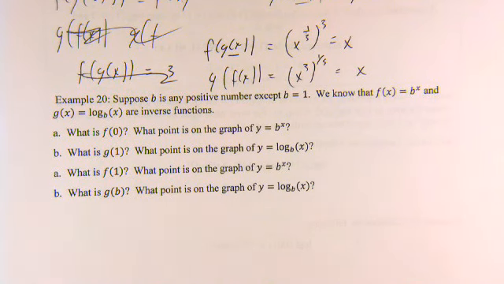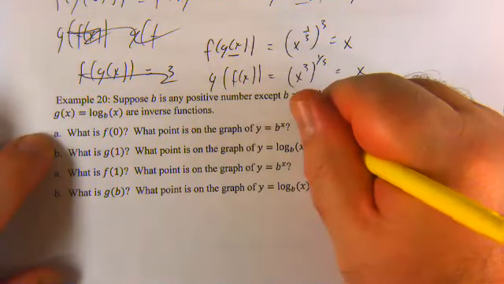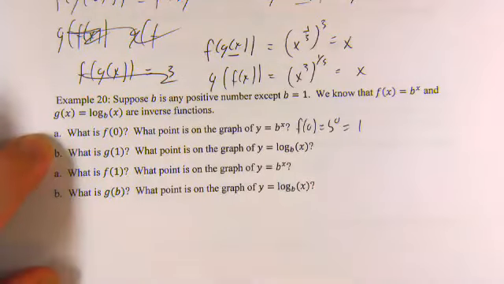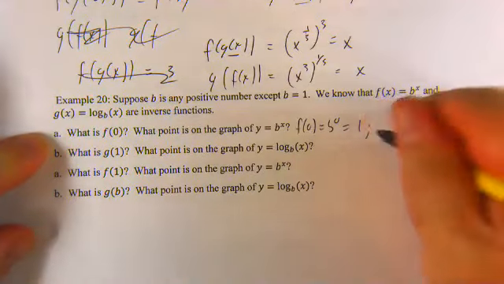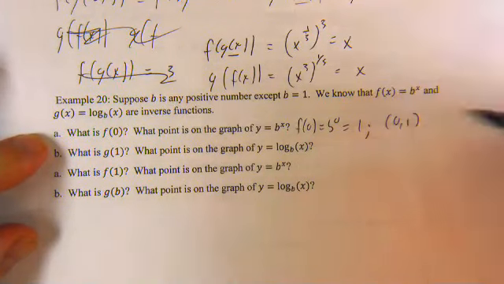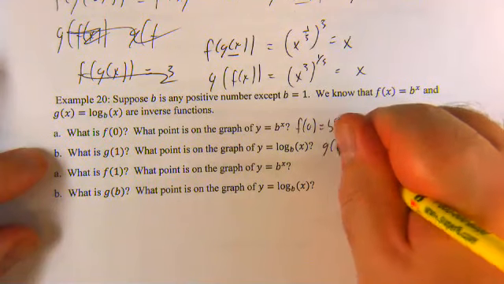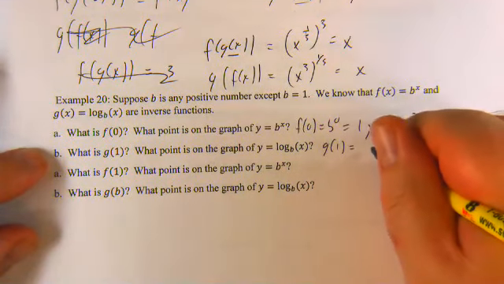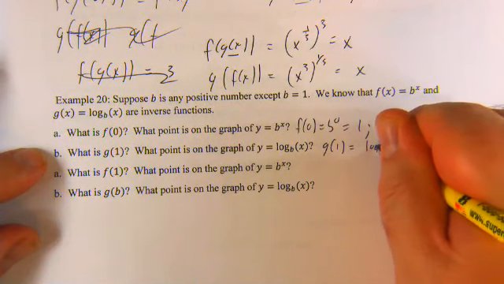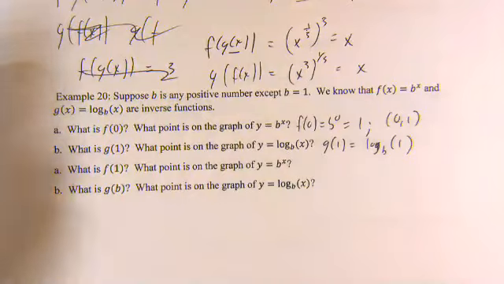These are inverse functions. So f of 0, anything to the 0 is 1. So what point is on the graph of y equals b to the x? 0, 1. What is g of 1? That's log base b of 1.